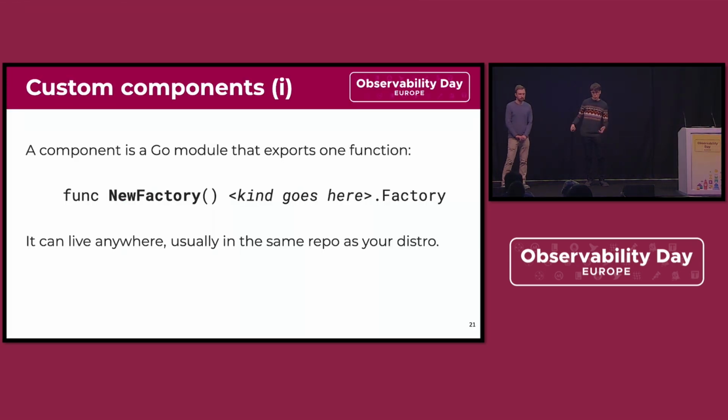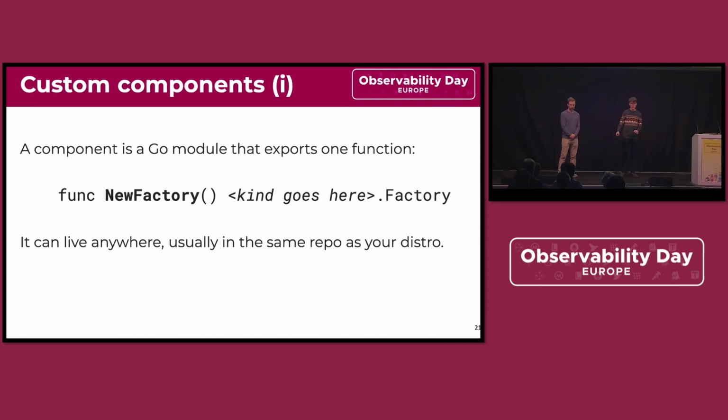So as we saw before, there are different kinds of components: exporters, receivers. These are written in Go. And the main thing that you need to know is that it's a Go module that exports a single function called NewFactory, with a factory of the kind of component that you're building. This can live anywhere. For example, we publish our officially released components on the Go proxy. Usually, if you're building your own distribution, it will live in the same repository as your distro.